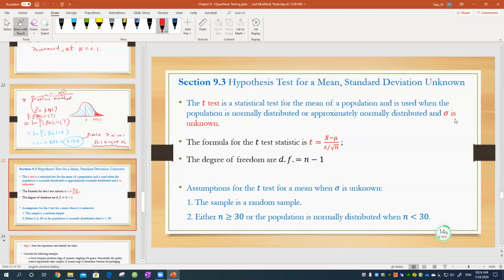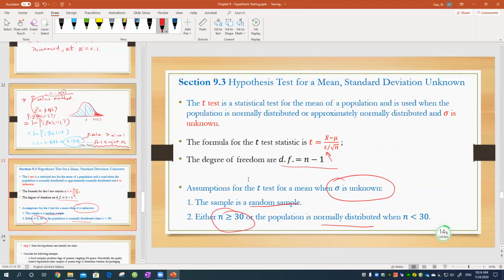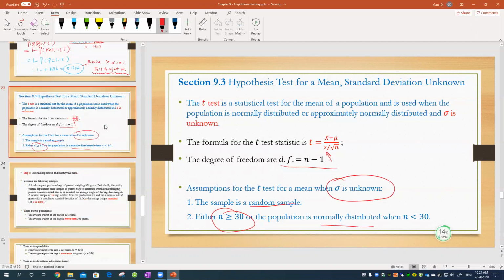So now the t-test statistic is calculated by x bar minus mu over s over square root of n, because we don't have the population sigma. So we replace sigma with s. Then we have degrees of freedom equal to n minus 1. The assumptions remain the same: sigma is unknown, random sample, normally distributed, or n more than 30. So this guarantees that we can have a t distribution when sigma is replaced by s.